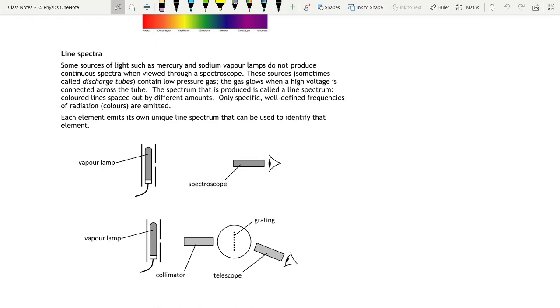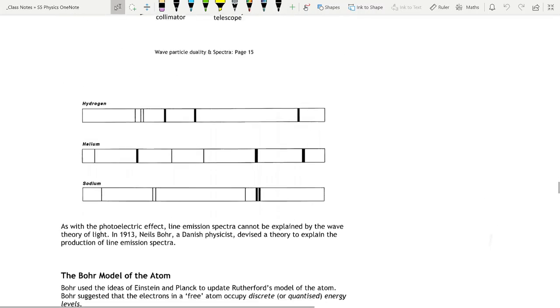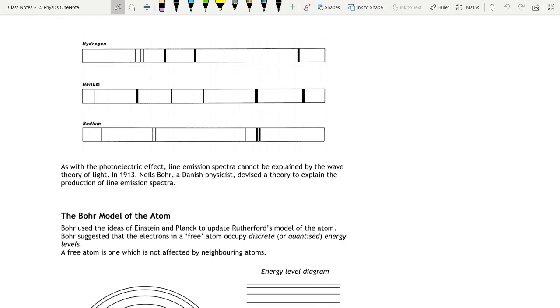The spectrum that is produced is called the line spectrum, coloured lines spaced out by different amounts. Only specific well-defined frequencies of radiation are emitted. So you get these bright lines, but only at specific frequencies, and each combination of bright lines is specific to specific elements. These are some examples. Hydrogen has bright lines at those specific frequencies, helium at those, and sodium at the other specific frequencies. As with the photoelectric effect, where one particle of light releases one electron, line emission spectra cannot be explained by the wave theory of light.